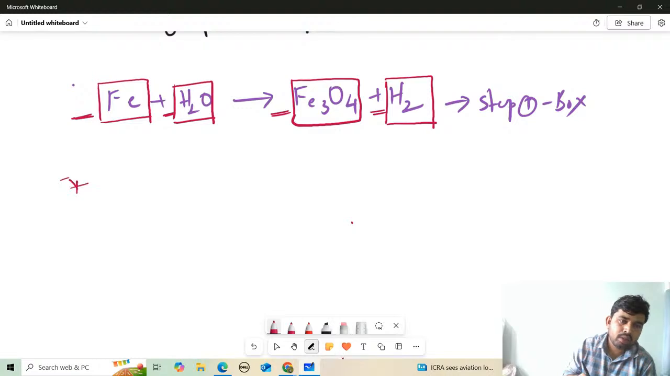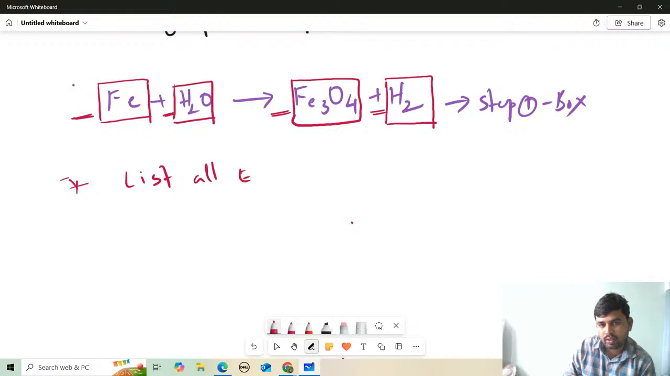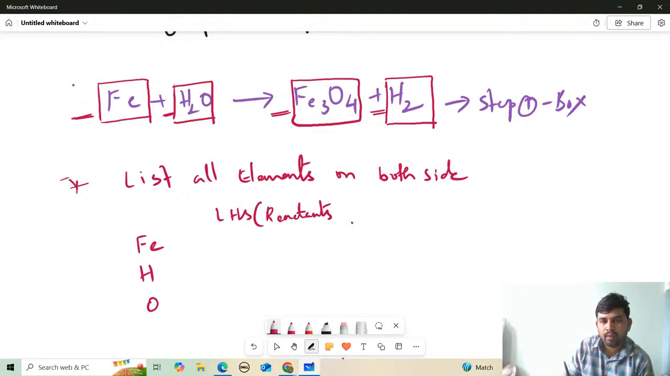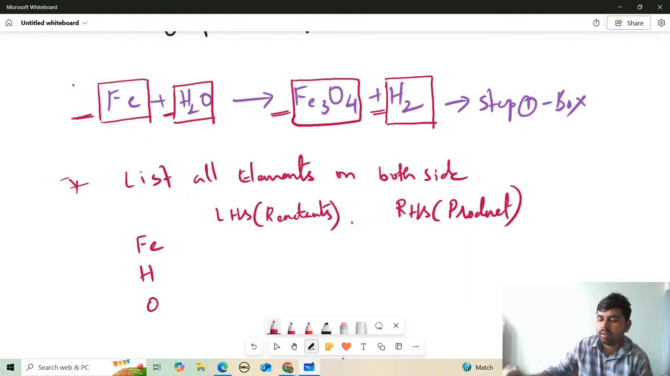Second step, sir? The second step is to list all the elements, so we come to know how many kinds of elements are there on both sides. In this equation we have iron, hydrogen and oxygen. Let me write, this is the left hand side, also called the reactant side, and the right hand side is also called the product side. Product means the new substance formed in the chemical reaction.